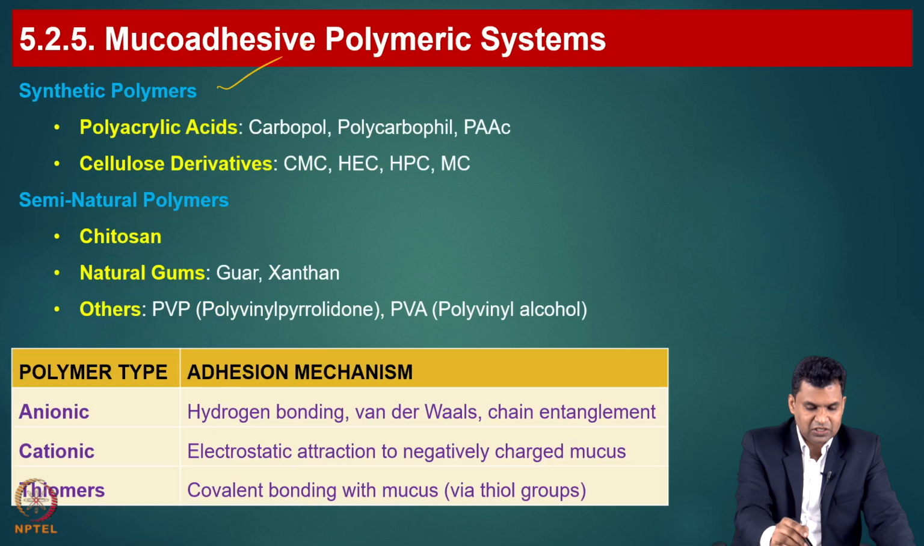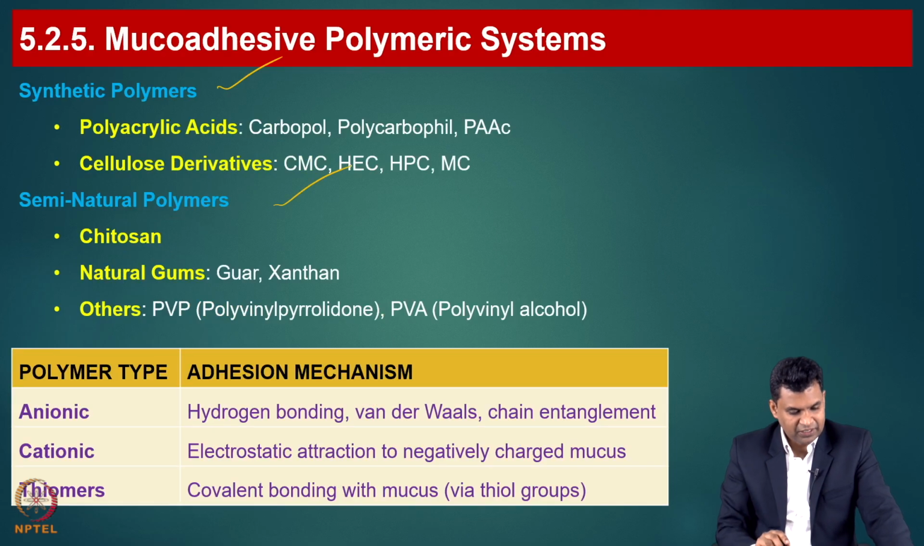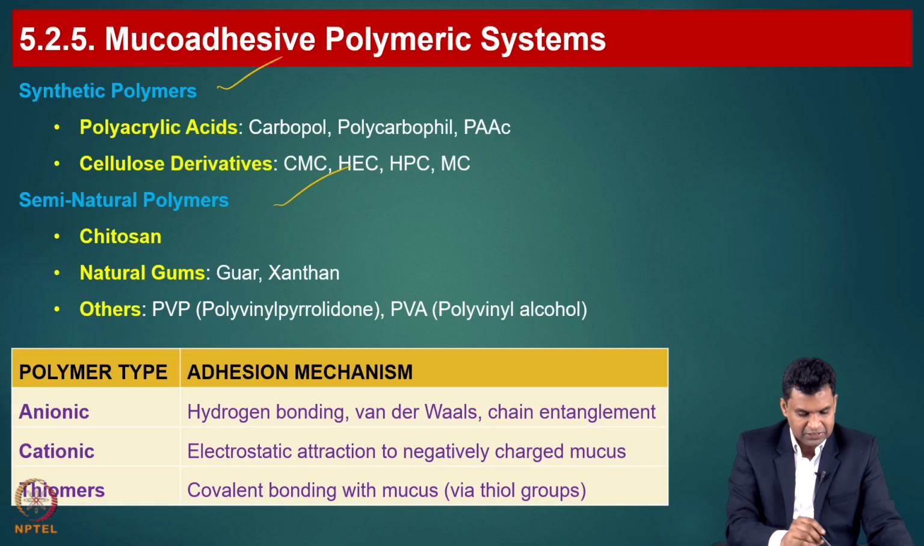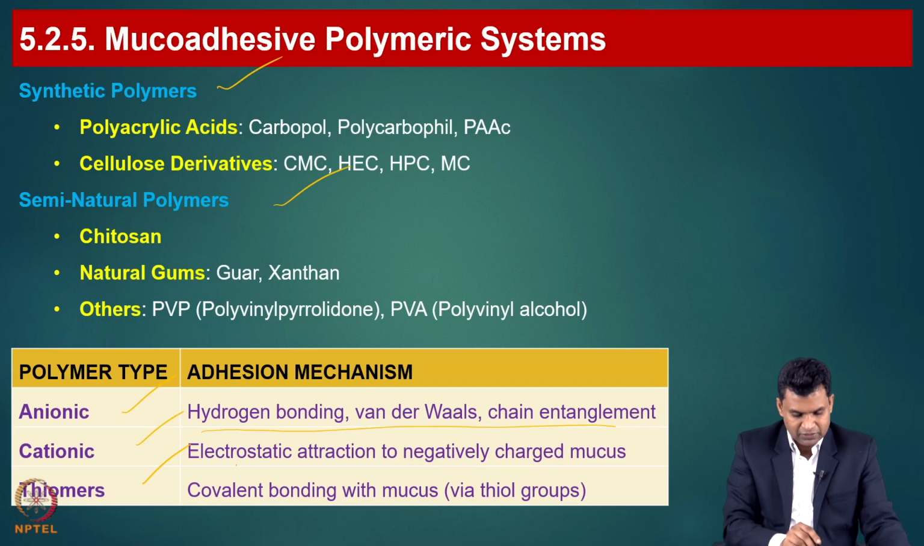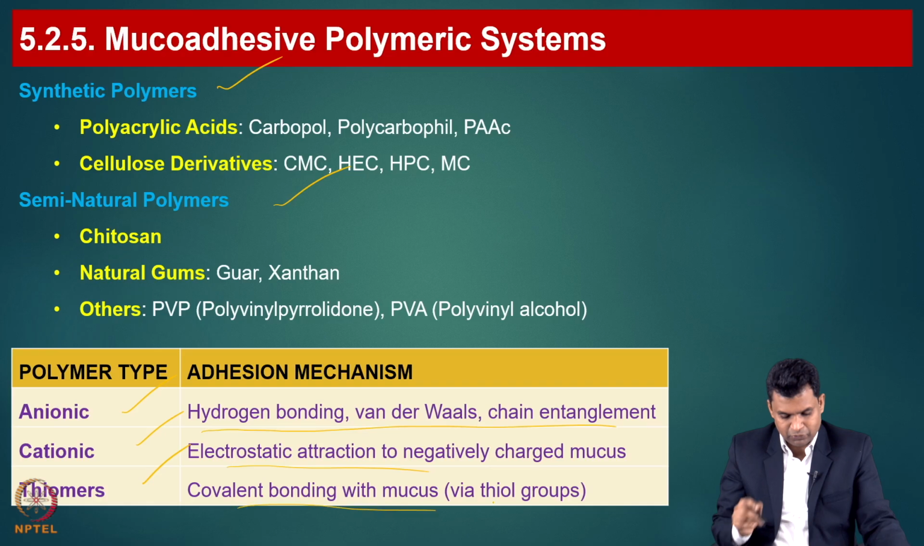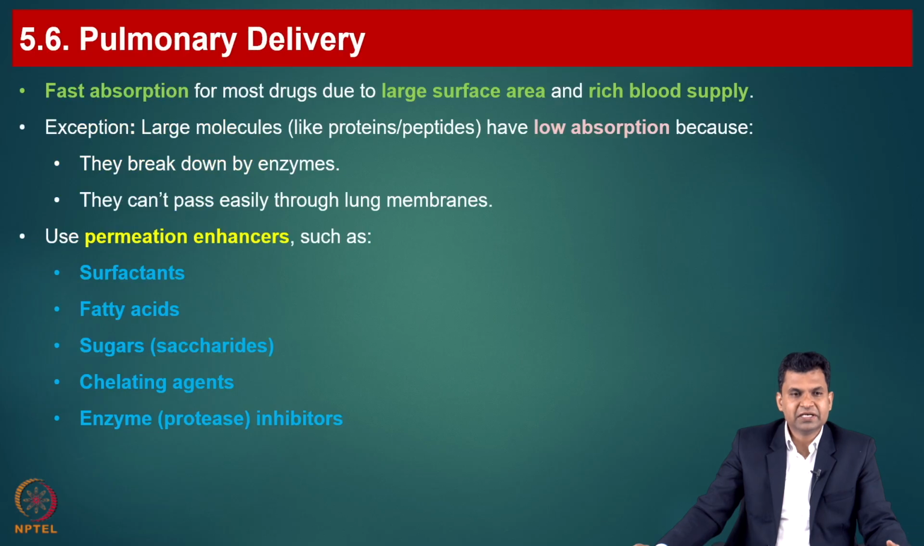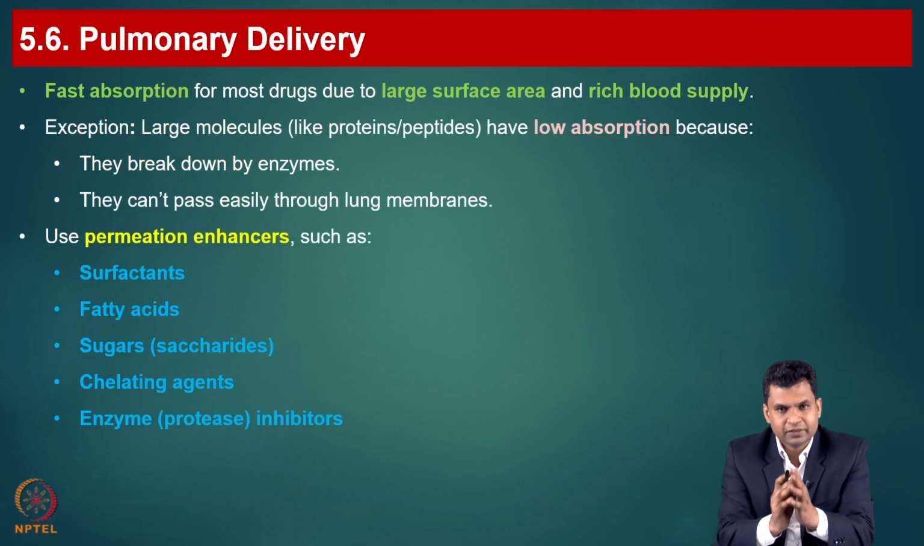Now, we can see these are the synthetic, semi natural and natural products we already discussed, and also we can classify them into 3 categories: anionic, cationic and thiomer. Even non-ionic is also possible, using hydrogen bonding, electrostatic interaction and covalent bonding with the mucin, that will improve it, you can refer to my previous lectures. So, pulmonary delivery is also possible by converting this into pulmonary systems.